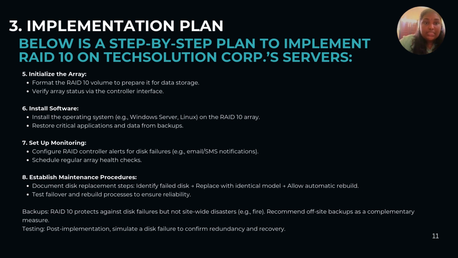And 7 will be set up monitoring. Configure RAID controller alerts for disk failure, for example through email or SMS notification. For this, schedule regular array health checks. This is something the company should do maybe once a month. Some companies will do it every 2 months, and sometimes they do weekly checkups also, maybe if they are big.